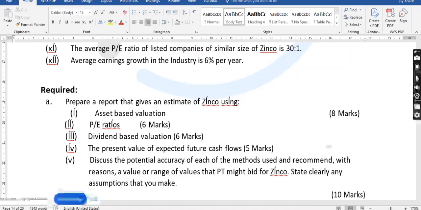So let's quickly start with the asset base, but before that, let's quickly read the question.